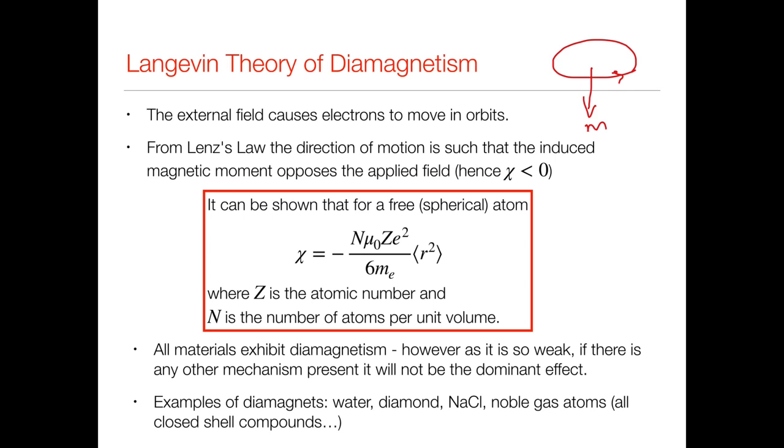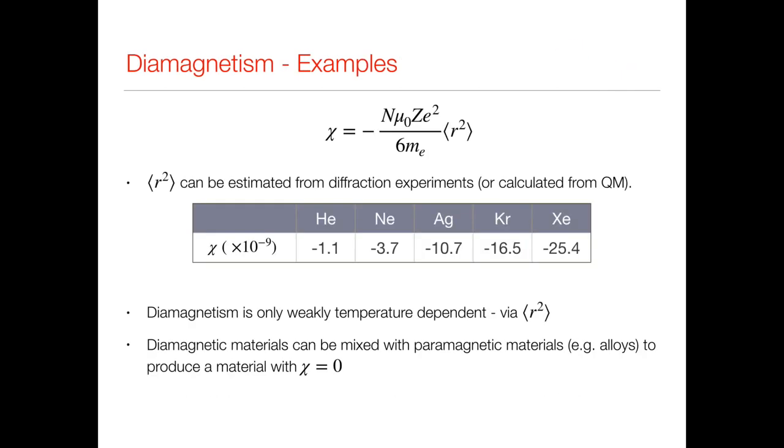Okay, so let's see some examples of applying this equation. We can use it, for example, to predict what would happen in the series of noble gas atoms. And what is changing here? Well, the atomic number Z is changing, and the radius is changing because the mean value of the electron radius is getting larger, and so as we go down the periodic table, the susceptibility is getting greater in these materials. Xenon has a much bigger susceptibility than helium does.